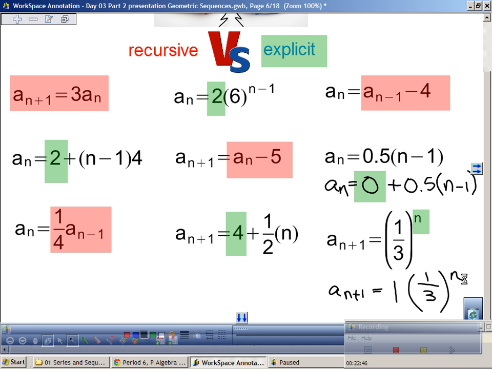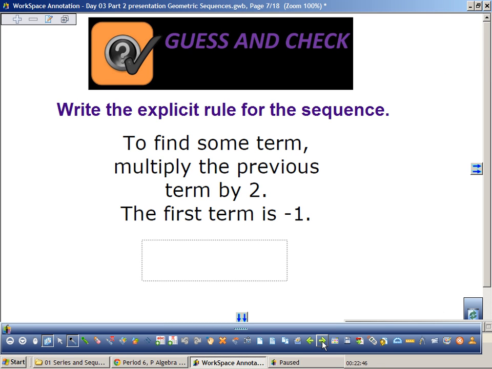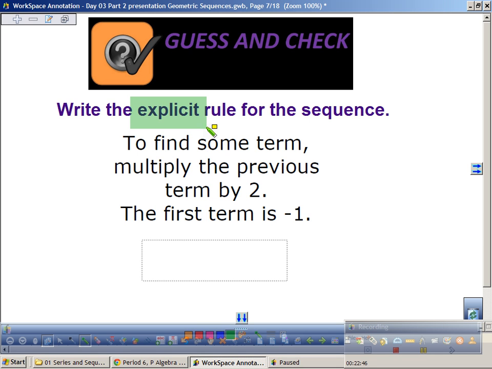Okay, so let's use this a little bit more. I want you to get your whiteboards out. And I'm going to tell you exactly which one I want. I want the explicit. So this exercise is a little bit different. I'm telling you I want the explicit, right? So you would go to the explicit side of your bubble map. And now you just have to figure out whether it's recursive or geometric. Okay? So what's the key when I'm trying to figure out whether it's recursive or geometric?